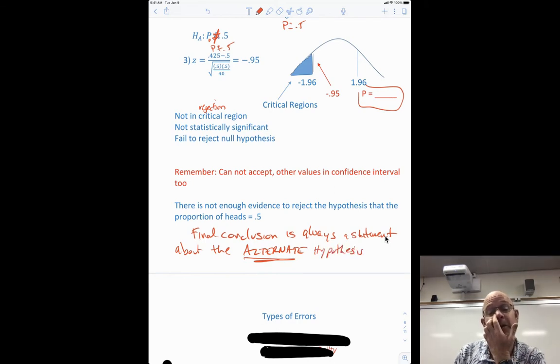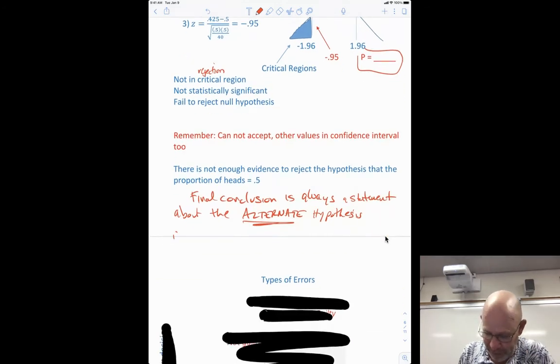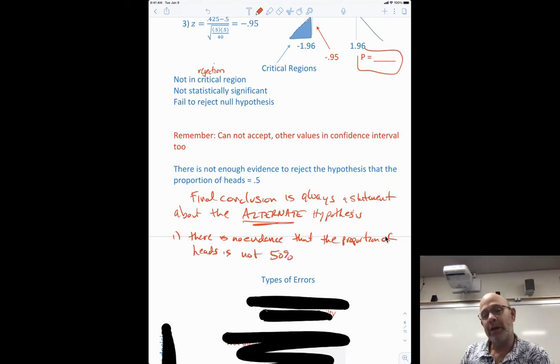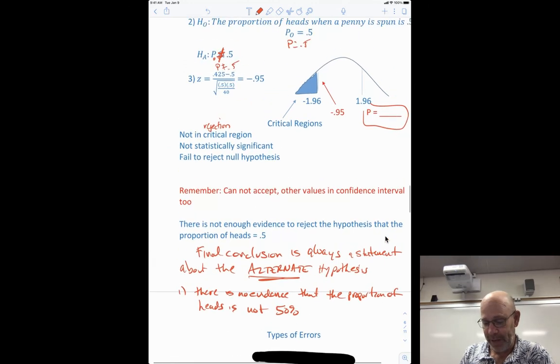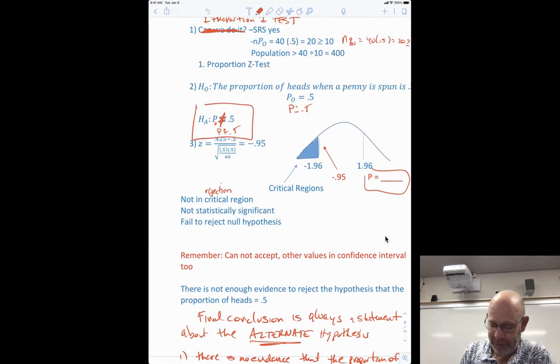Always. So either you reject the null hypothesis and then you say there is evidence of the alternate, or you fail to reject it and you say there's no evidence of the alternate. So for this particular problem, we would say there is no evidence that the proportion of heads is not 50%. Notice back here, the alternate hypothesis is the proportion is not 50%.